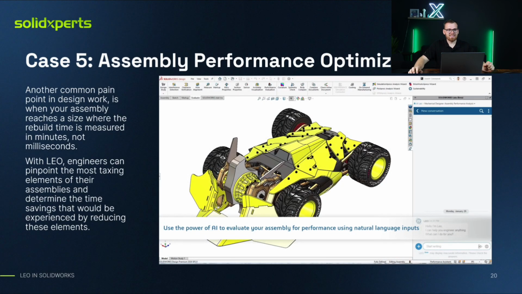We're going to jump into our last case study here, which is the assembly performance optimization tool. So using this tool, Leo is able to help users gain insights about your assembly structure, as well as the performance that it's experiencing. This is especially helpful when your rebuild times start to be measured not in seconds, but in minutes, and time just keeps dragging on. Using Leo to pinpoint all of these pain points can help the user suppress or remove unnecessary data so that you can live to see another rebuild of your assembly.